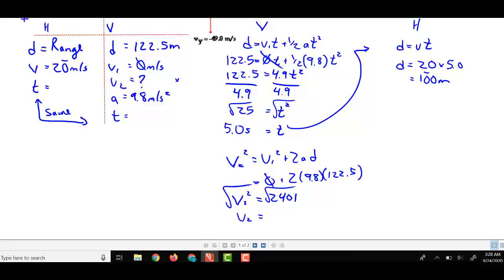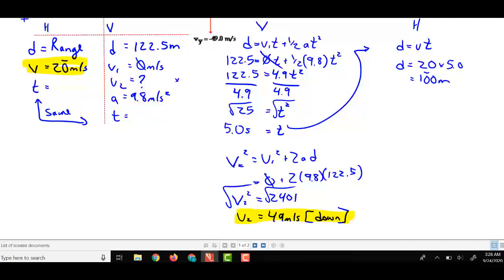So we're going to discover that V2 is going to be 49 meters per second. And just to emphasize, the plus means down, I'm just going to remind myself of that here. So I now have two velocities. I have a velocity downwards, and I've got a velocity horizontally. These two together will result in my impact velocity.